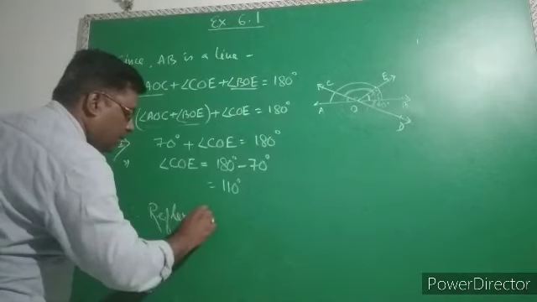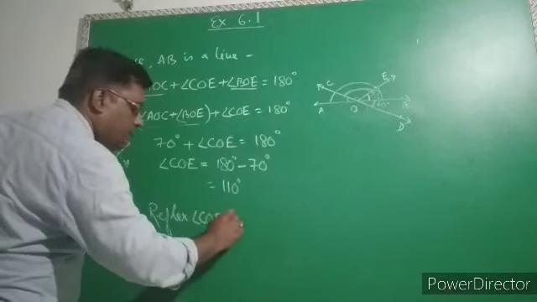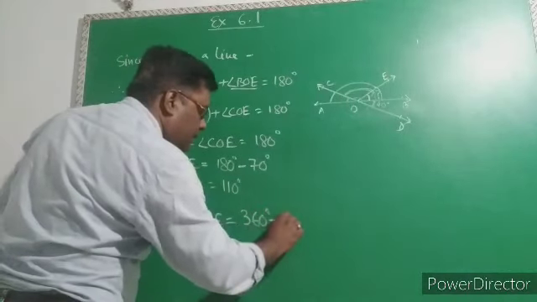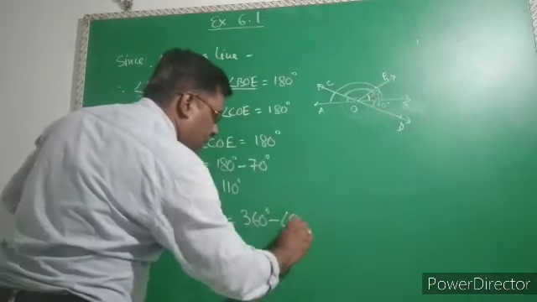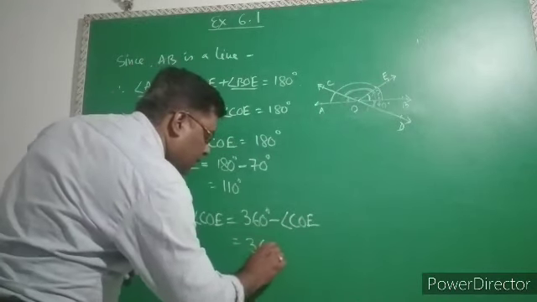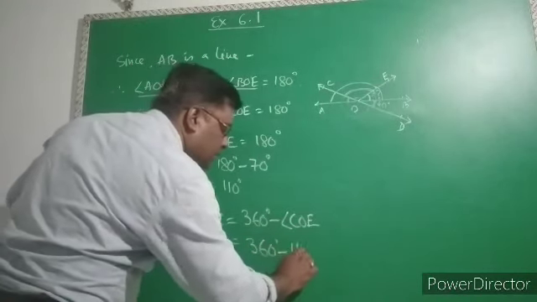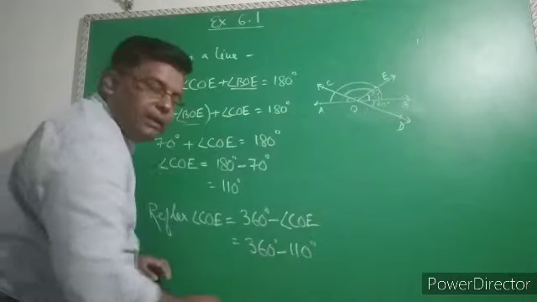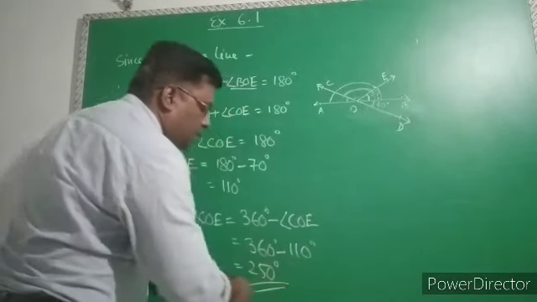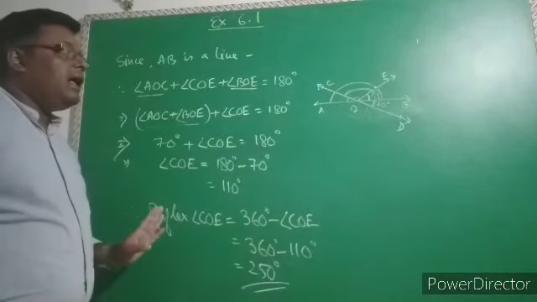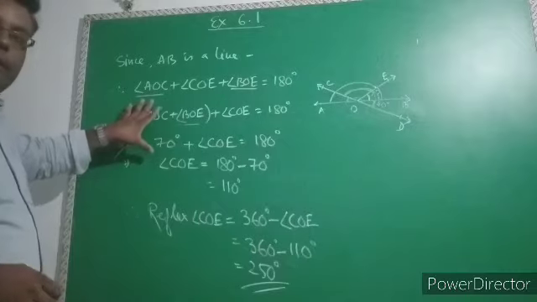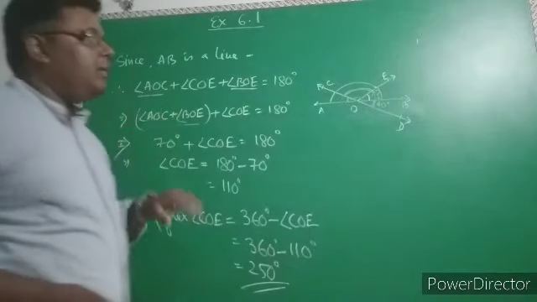Therefore reflex angle COE is equal to 360 degree minus angle COE, that is 360 minus 110 degree, so you get 250 degree. So you get the reflex COE, and we found COE by this method. You can follow the other method also.